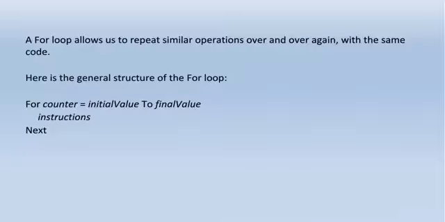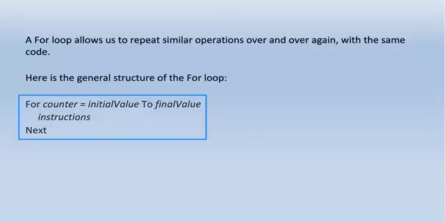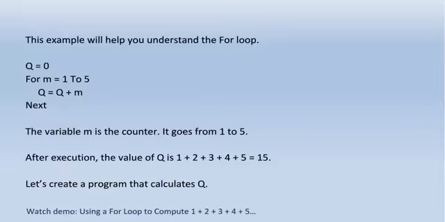For loop. A for loop allows us to repeat similar operations over and over again with the same code. Here is the general structure of the for loop. This example will help you understand the for loop.